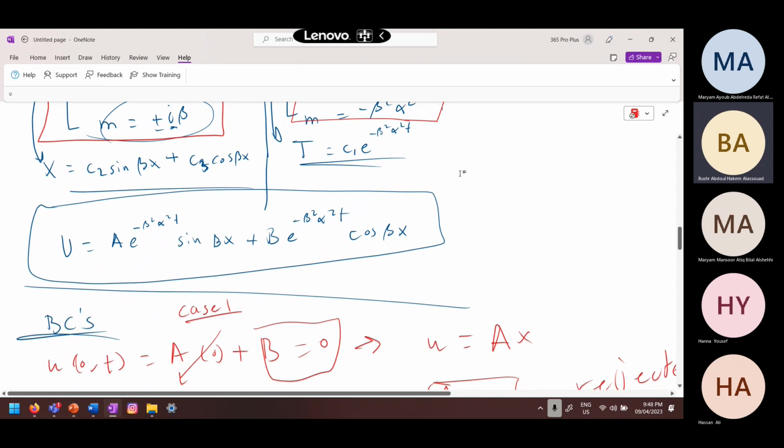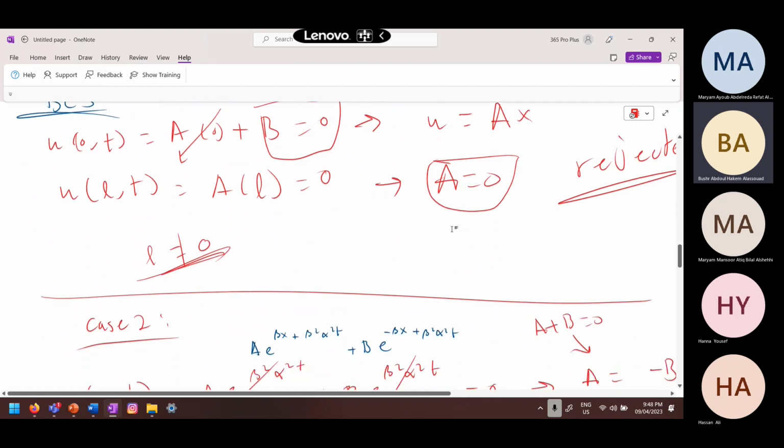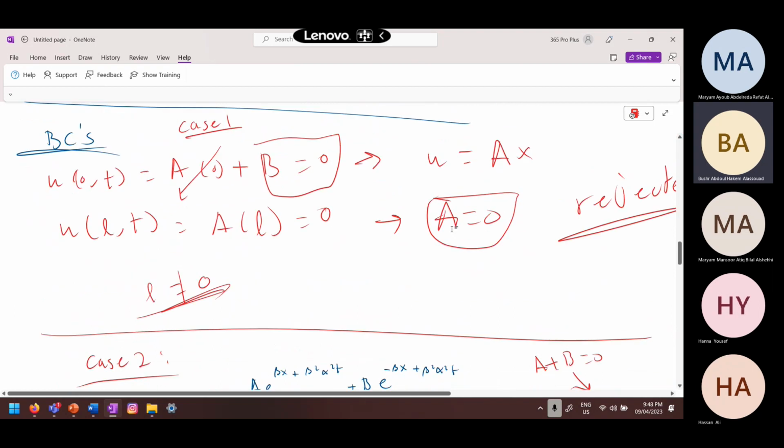After finding the solutions X and T, you just multiply these solutions together to get this final weird looking, extremely difficult looking question. Now, finally, we'll use the BCs, or what's called the boundary conditions. You need to review this, work it on yourself, and try to solve as many questions as you can, and you will reach this understanding.